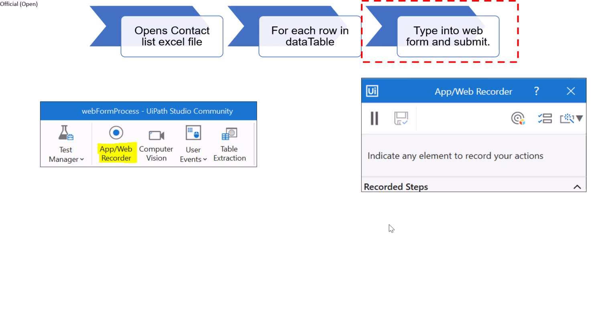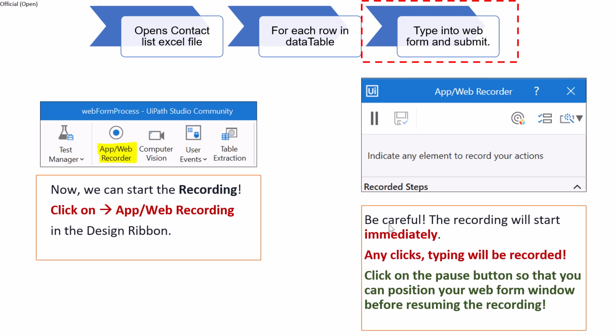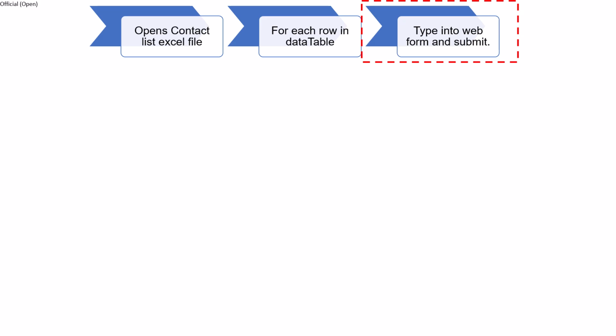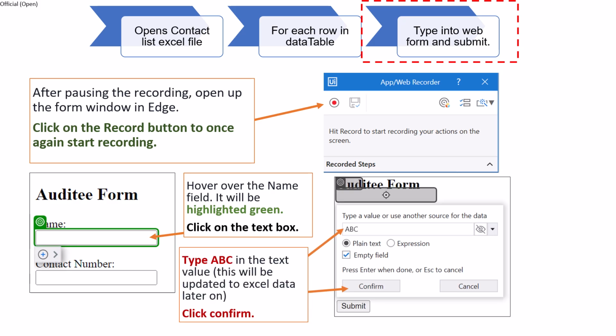Basically, you open your web form like this on the left side, and then you click on the record button. Now, once you record, when you hover over the name field, it will be highlighted green. You click on it, and then you type in the value. For now, because it's just telling the robot, hey, type into this text box, actually just simply type ABC first. Okay, then we click confirm. It's just test data, ABC.